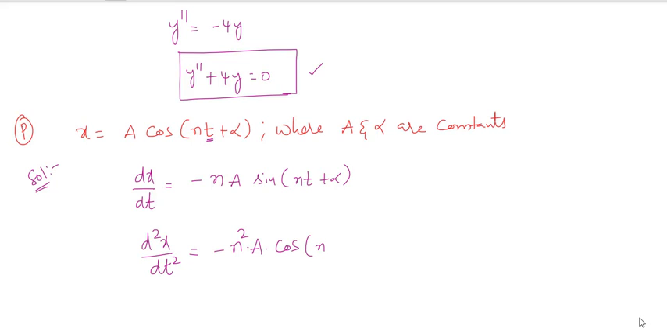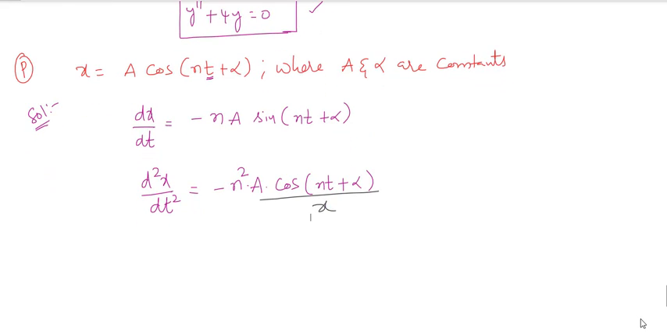Cos of nt plus alpha will be there. Am I correct or not? If you observe properly, again a cos nt plus alpha is nothing but x only. So directly you can do that. In the equation, you will have d square x by dt square, which is equal to minus n square into x.